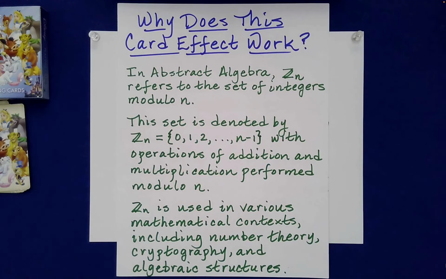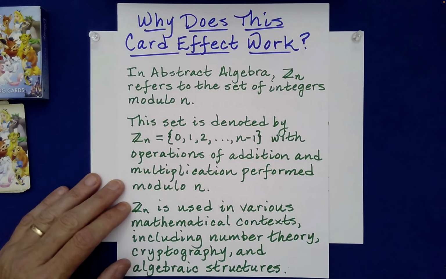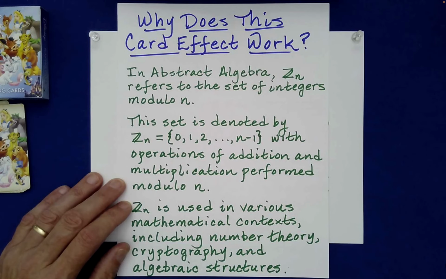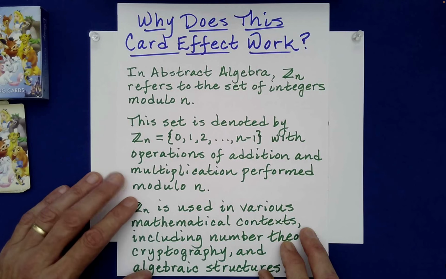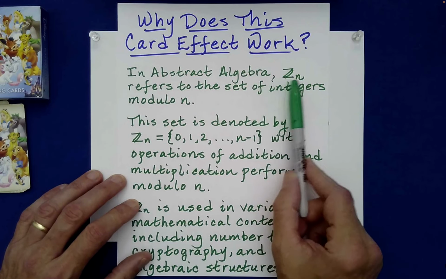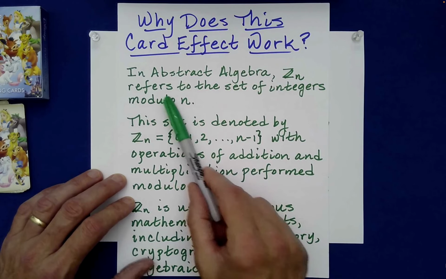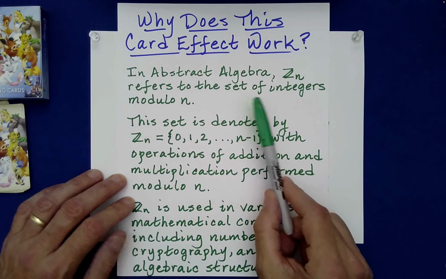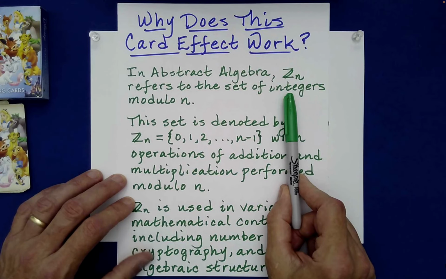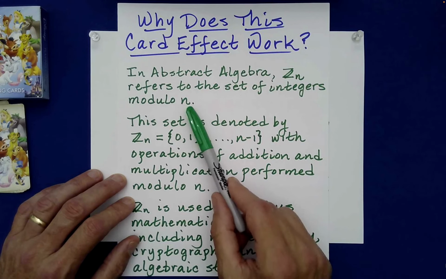So to be able to give some background for what's going on here, we do have to dip our toes into abstract algebra. Now, some of you are very familiar with that branch of mathematics, whereas others aren't. But don't panic. Okay, so in abstract algebra, Z sub n refers to the set, collection, of integers, these are the whole numbers and their negatives, modulo n.